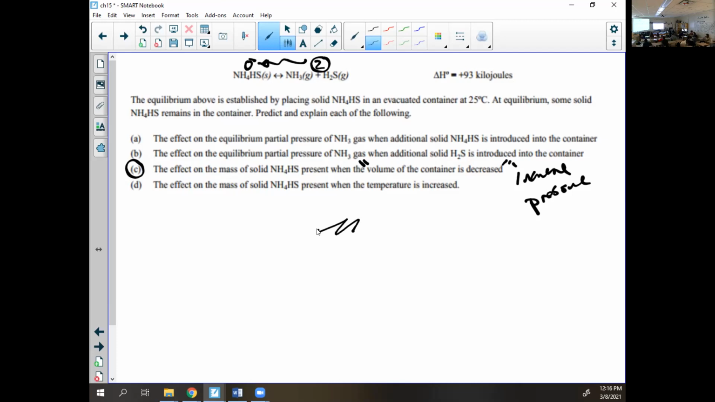Letter D, the effect on the mass of solid NH4HS present when the temperature is increased. If I add heat, I go away from the heat term, so that would make more products, which means the reactants actually go down. So NH4HS goes down. Fair enough. That is Le Chatelier's principle.